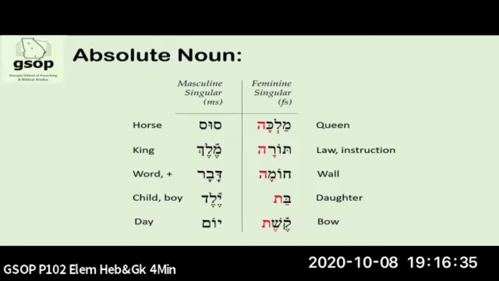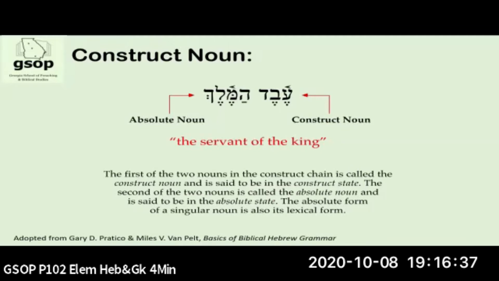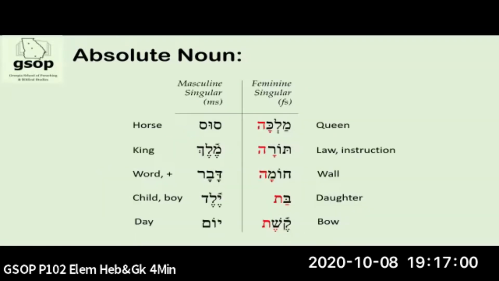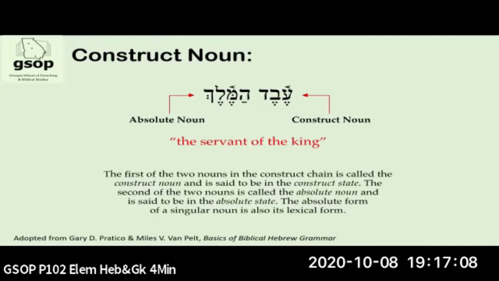And the only way to know it is to move to what they call the construct noun. Basically, there's a couple things that occur. The very first word is eved. Eved means slave or bond servant. And then the next word is hamelech. Well, we just learned the article, so it's the king. And you see king here is an absolute noun. It is the subject, and it is definite. It is hamelech. It is the king. It's not a king. It's the king.